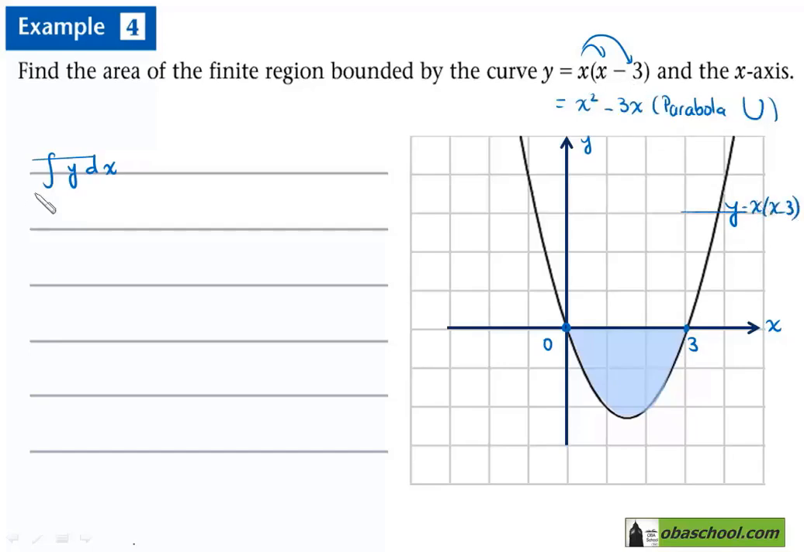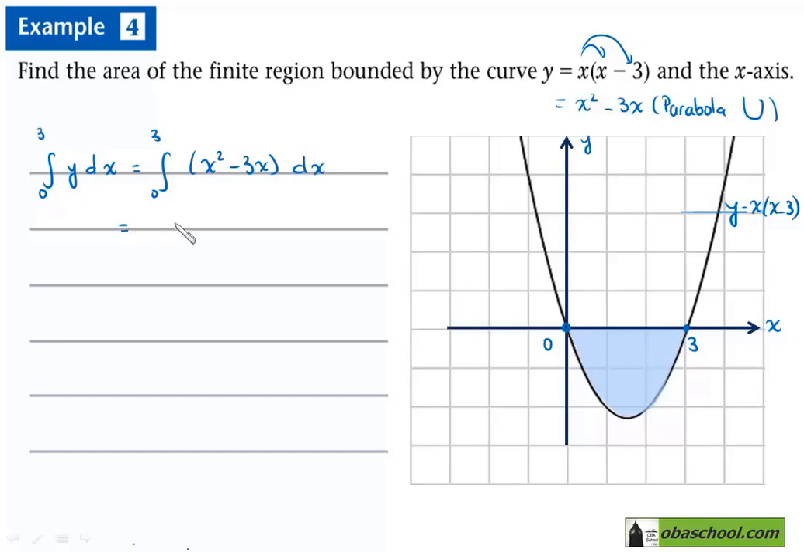Now we take the values of x where it started and ended. It started at 0 and ended at 3. Then we do the normal integration. We write 0 to 3 here. For the y function, we will not take the factorized form. We take the expanded form. So x squared minus 3x dx.